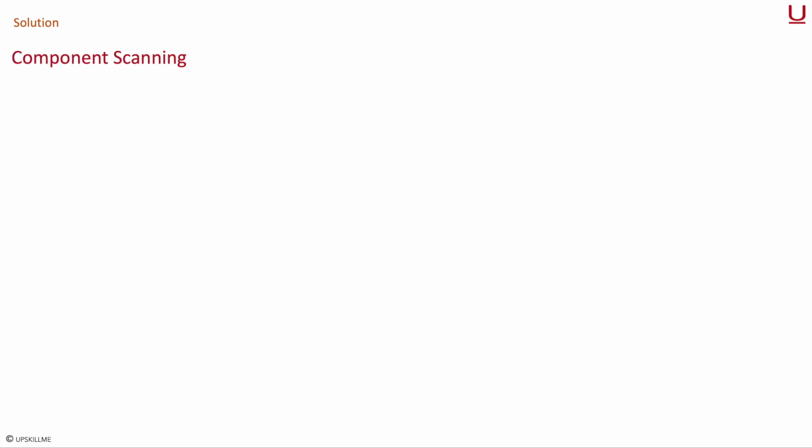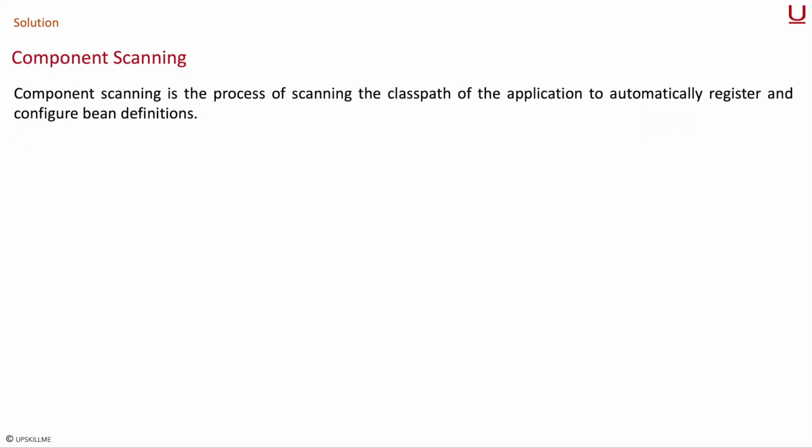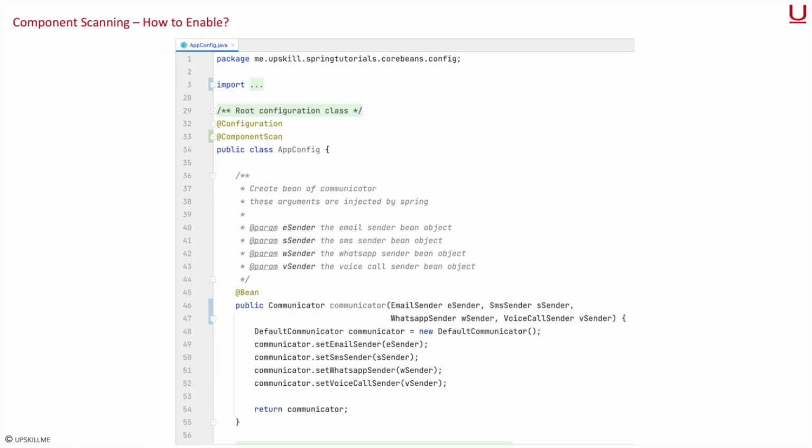Component scanning is the process of scanning the class path of an application to automatically register and configure bean definitions. To enable component scanning, simply add the component scan annotation on any one of the configuration classes.